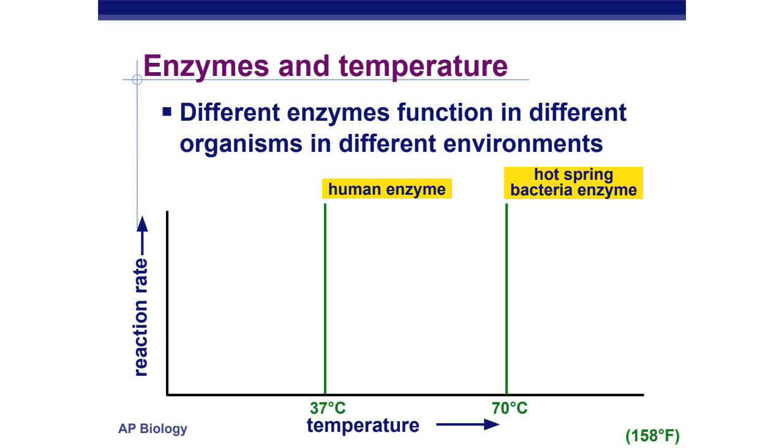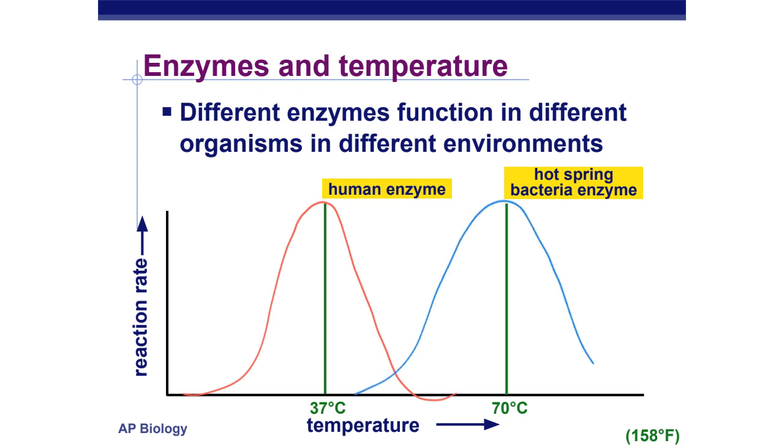So as we mentioned, different organisms have different optimal temperatures. Like we mentioned before, this is a human enzyme. This one over here is a hot spring bacteria enzyme. So it can handle a much hotter temperature before it becomes too hot, before it hits that magic point where the enzyme won't work anymore.